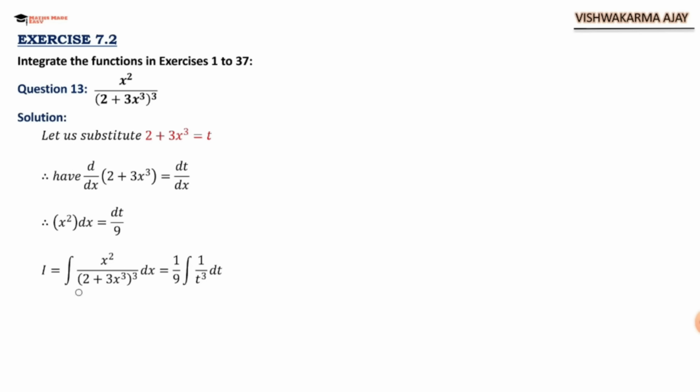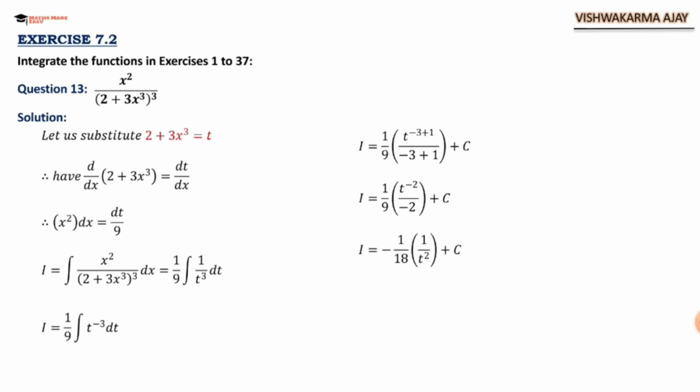So our integral x square upon 2 plus 3x cube to the power 3 dx can be written as 1 upon 9 integral of 1 upon t cube dt. Now we all know 1 upon anything will shift to the numerator with t raised to minus 3. Now applying the basic integral formula, n plus 1 upon n plus 1, we have t to the power minus 2 upon minus 2. Now resubstitute the value of t. 9 times 2 is 18, and with this minus sign, we get minus 1 upon 18 times 1 upon t square plus c, but the value of t is 2 plus 3x cube. So this is our final answer.